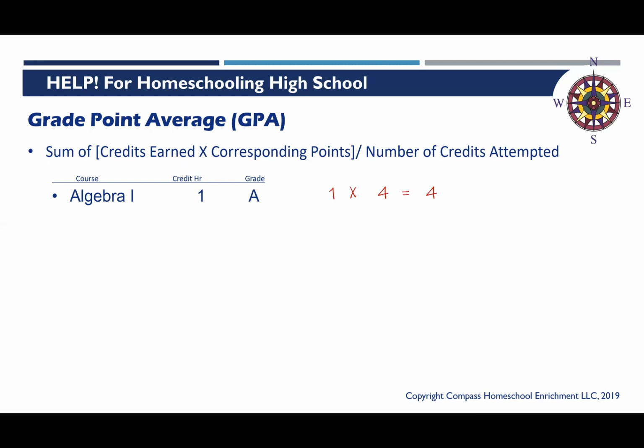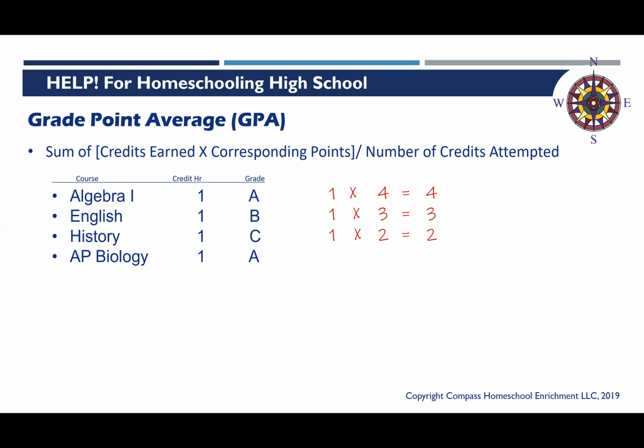Here you will see the 1 for 1 credit times 4 for an A equals 4. The student took English for 1 credit, earning a B. That's 1 times 3, 3 being the quality point for a B, equals 3. And the student took history, earning 1 credit for a C. A C is worth 2. 1 credit times 2 quality points equals 2.